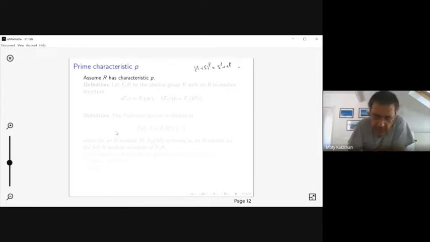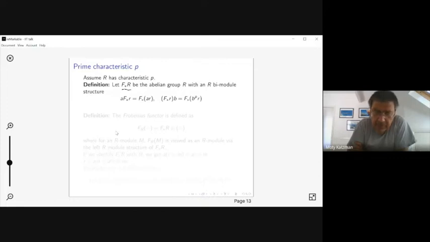We can start with any ring of characteristic P, which again I'm calling R, and I can define a new structure on R. I'm going to call it F lower star R, which is an abelian group. It's the same thing as R, but now I'm going to endow this abelian group with a bimodule structure. There's going to be a right R module structure and a left R module structure. The left R module structure is the usual R module structure on R.